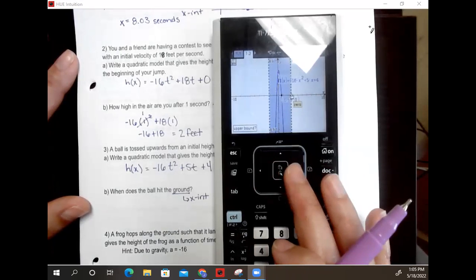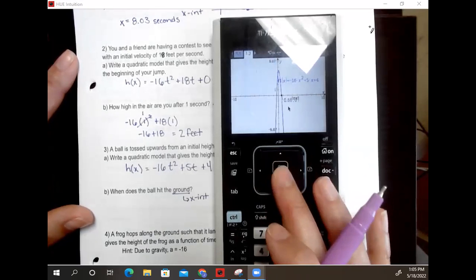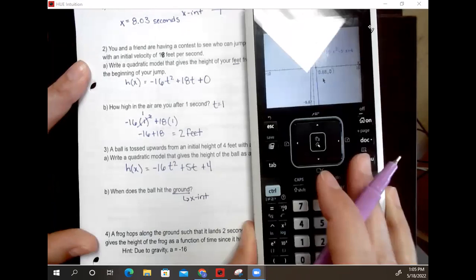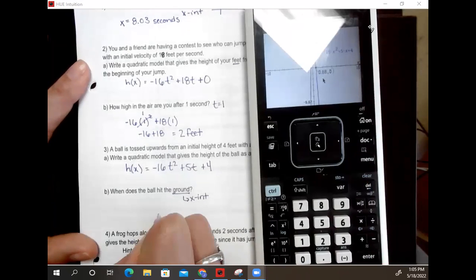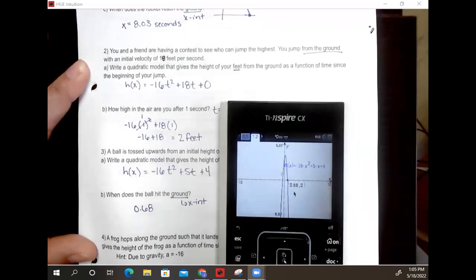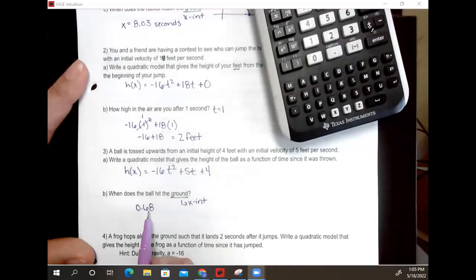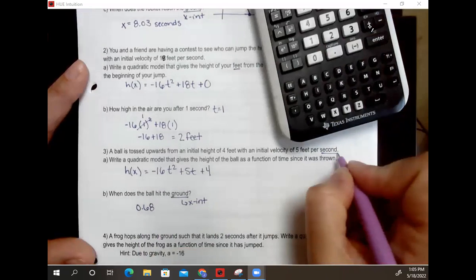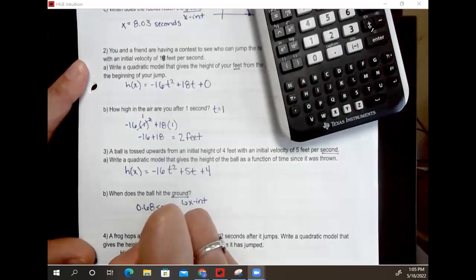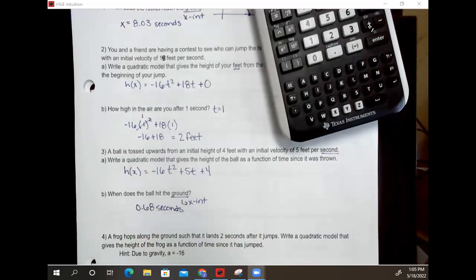Let's see if it will switch back over again. There we go. So our x-intercept is at 0.68. Got a proper x-intercept that time. So 0.68, okay, for my x-intercept. And again, this is in seconds. So just after half a second, it hits the ground.